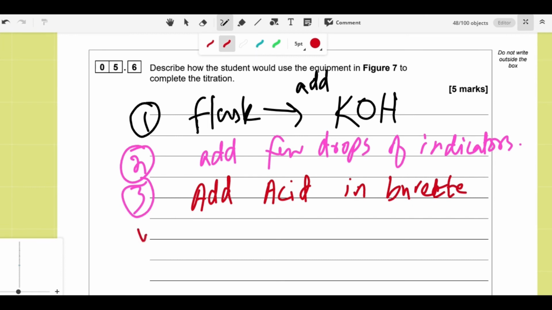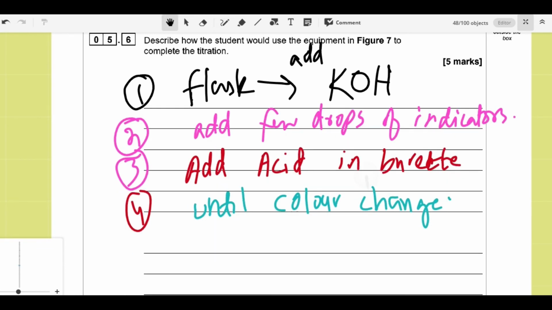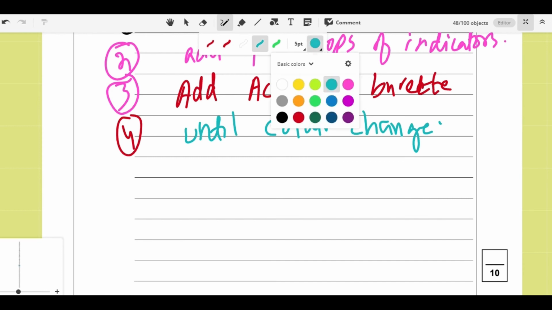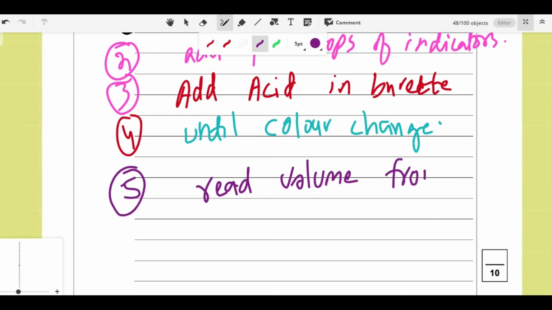Okay, now step 4, that is you have to start the reaction, add the acid from the burette into the conical flask until the color changes. Okay, and when the color changes, it means that the reaction has now shifted towards completion. Then you have to read the volume from the burette that is used.